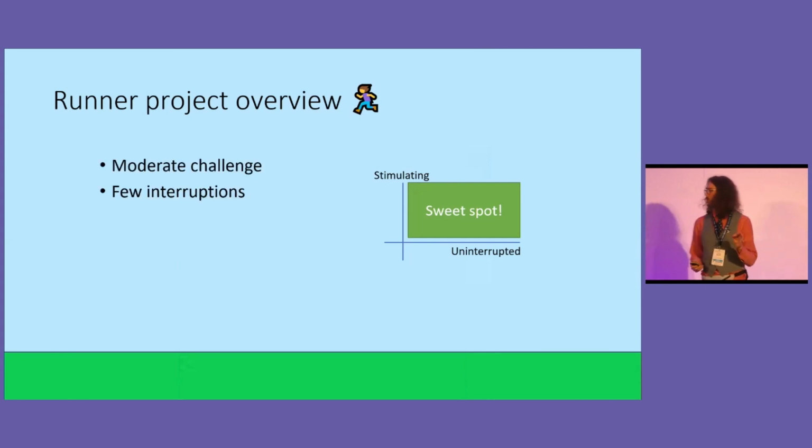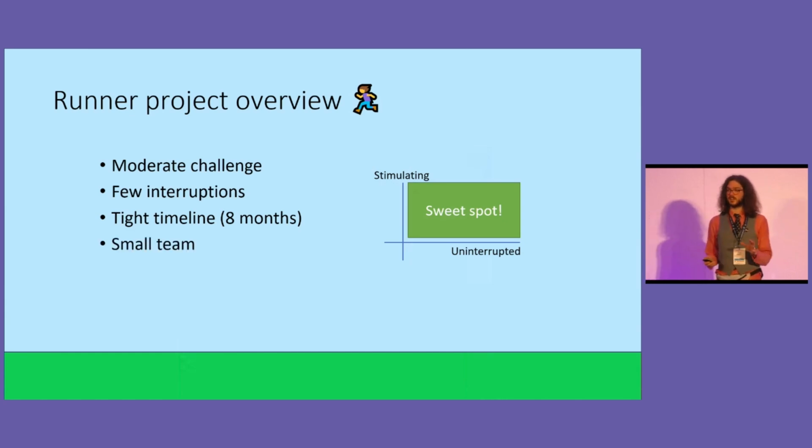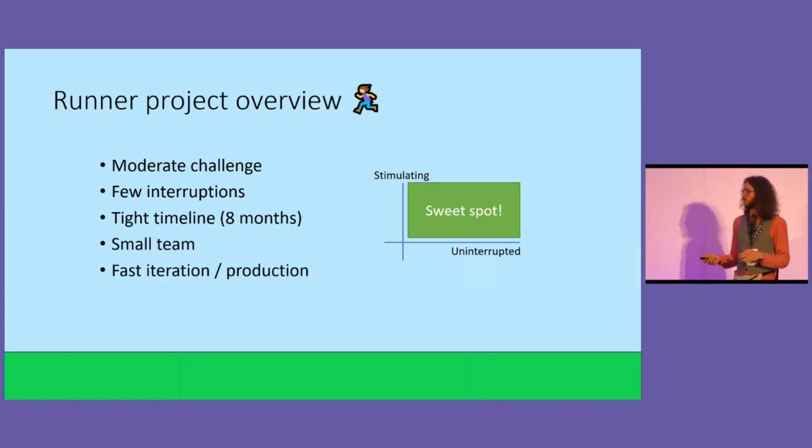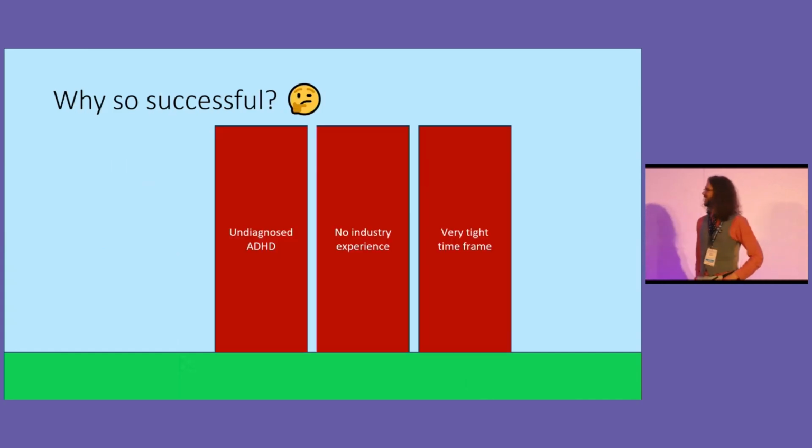The challenge was great. I had very few interruptions. The timeline was super tight. It was very urgent, and the team was small, with a fast iteration cycle. All this made it just the perfect project. Does anyone else here have that project in your mind where it's like, if all my projects could just be like that one, my career would be so good? I see nods, like yes.